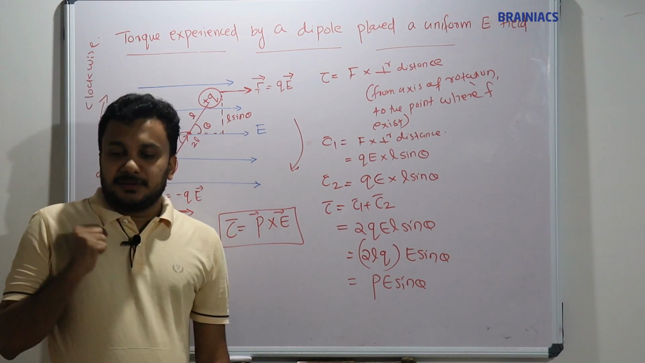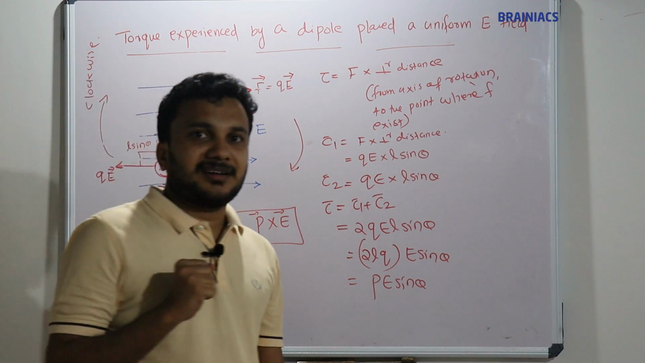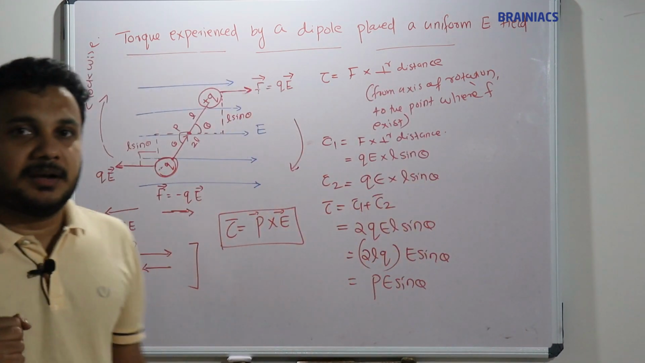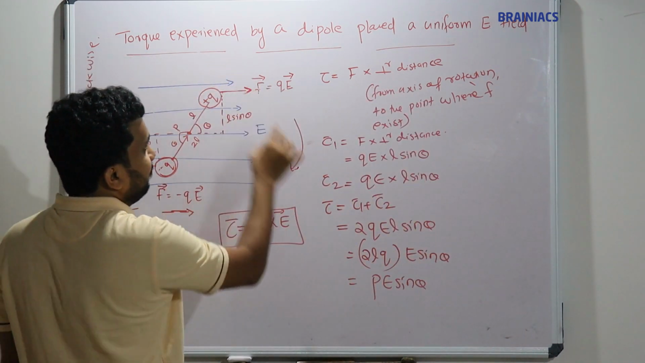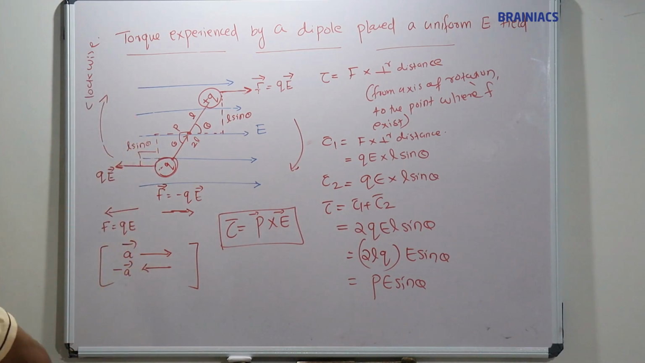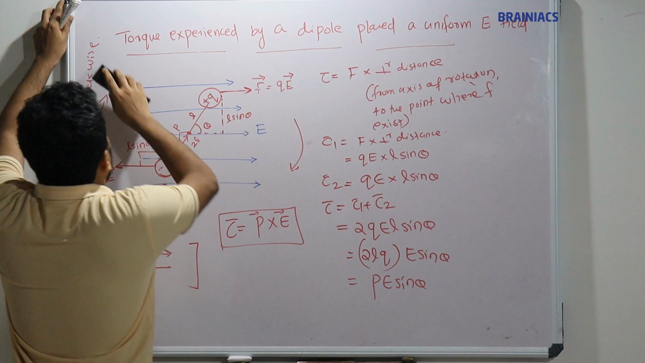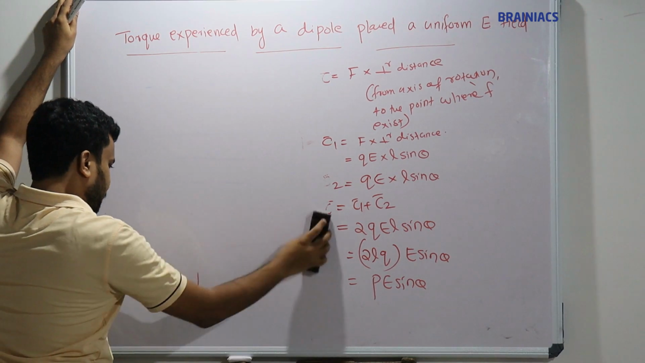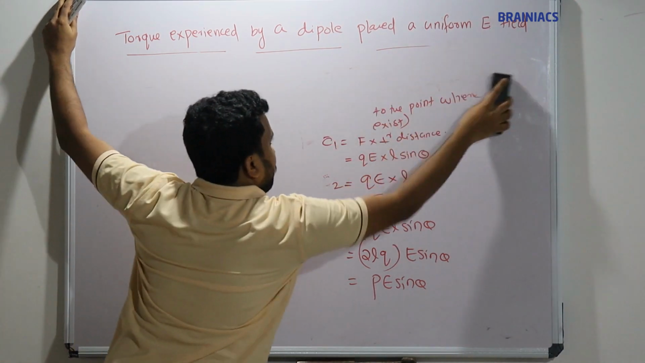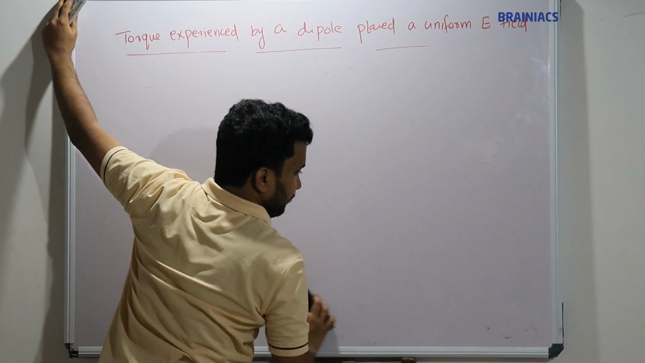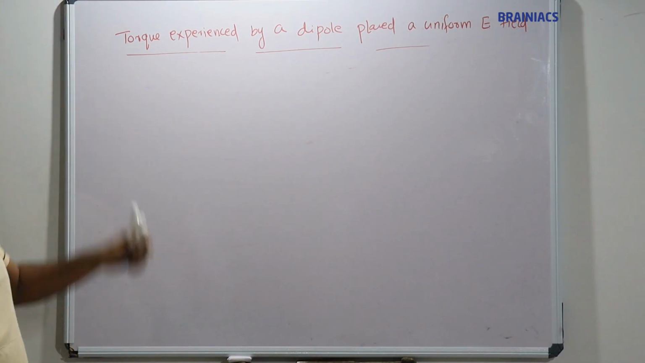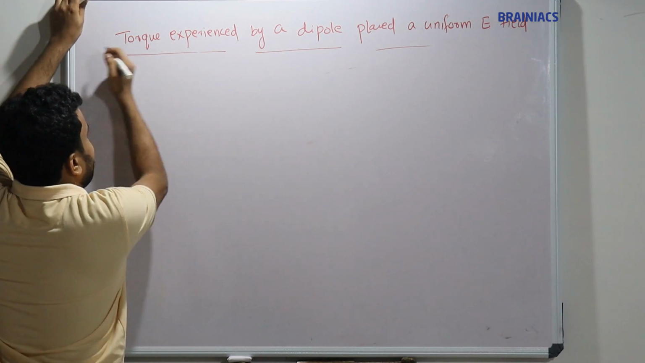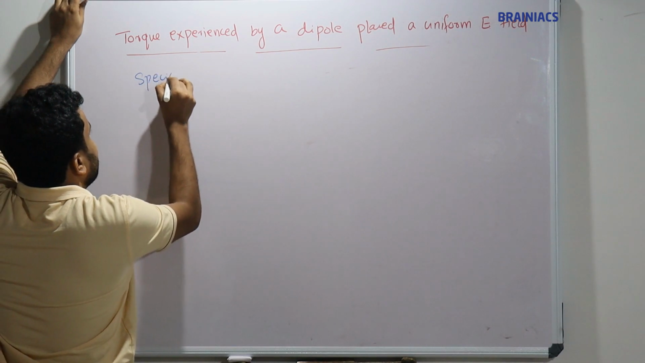Next, in the next topics we are going to learn about some special cases with respect to what we have learned about torque. So we will write some special cases. So I will remove this one. You can pause the video and complete your notes perfectly. I need only the formula: torque equal to P cross E, which is PE sin theta. Next we are going to learn about some special cases.